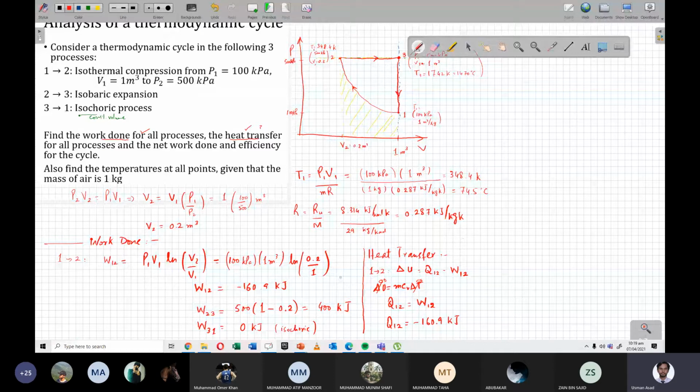And in order for it to not heat up, I had to remove the same amount of energy from it. I had to cool it by the same amount, right? I had to remove 160.9 kilojoules from it by means of heat transfer so that it didn't heat up. Okay? So hence this Q value is also negative, because this is not heat added to the system, this is heat removed from the system. Okay? So do the numbers and the signs make sense?